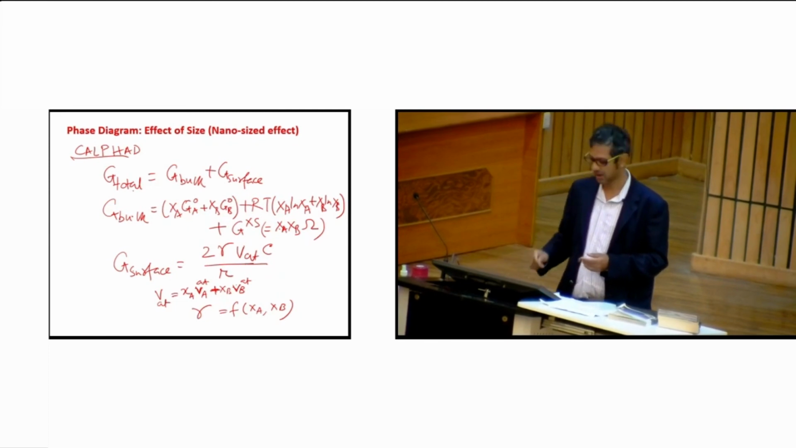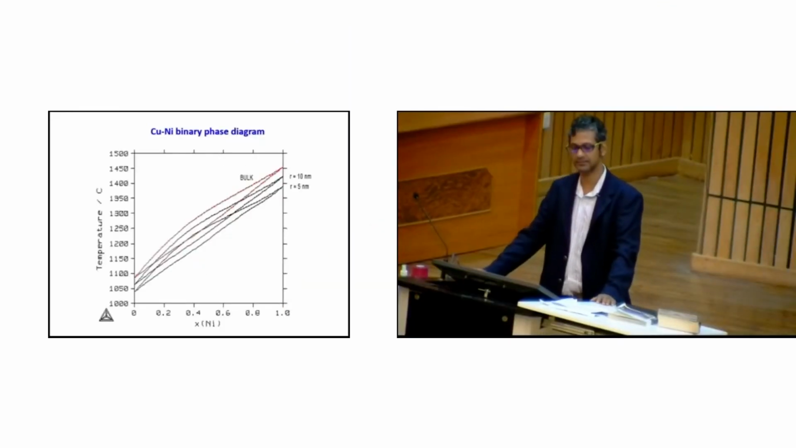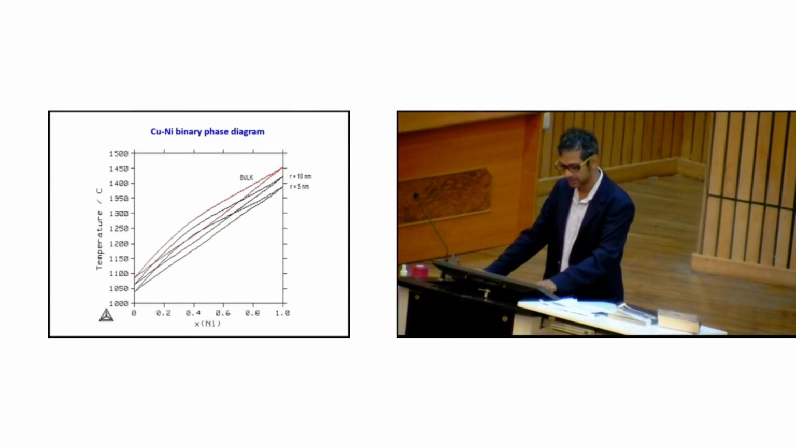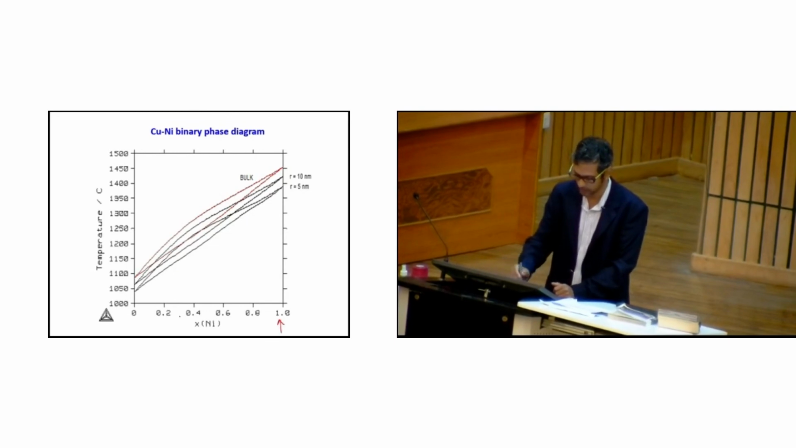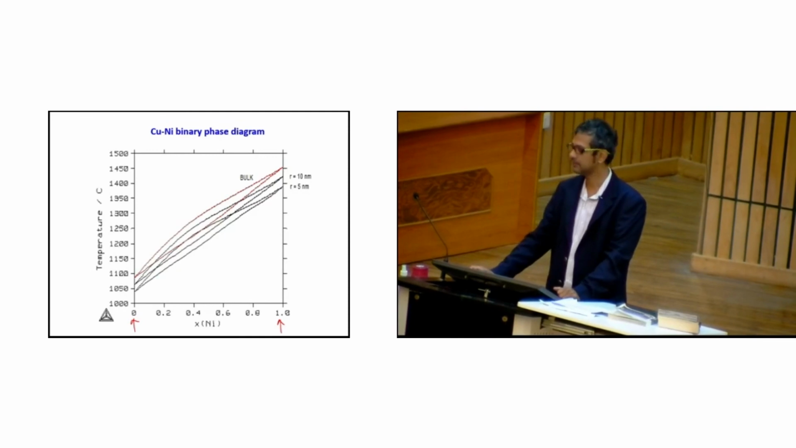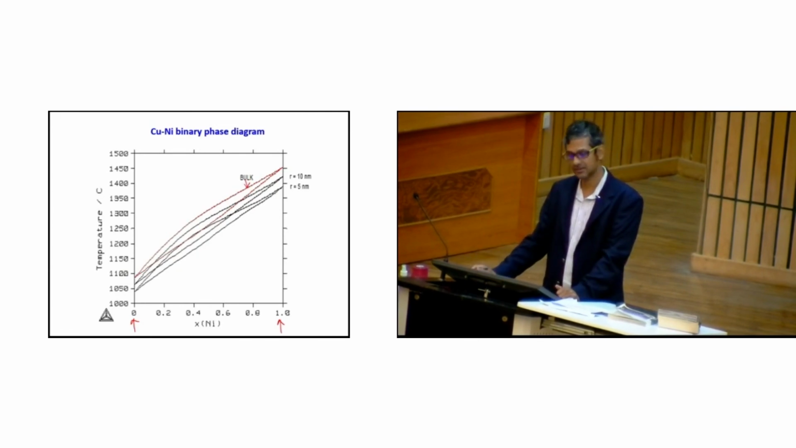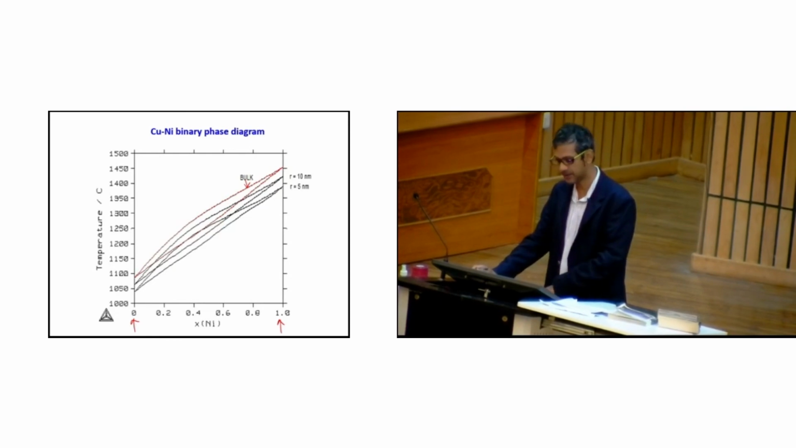Today let us see how a few of these look, then we will stop. So this is the copper nickel binary phase diagram. Pure copper, pure nickel, that is the mole fraction of Ni is 1. This is temperature on the y axis. Now you see the bulk phase diagram is shown by red, and for radius 5 and 10 nanometers shown, you can clearly see the phase diagram has gone down. We will discuss maybe next class in a detailed manner.